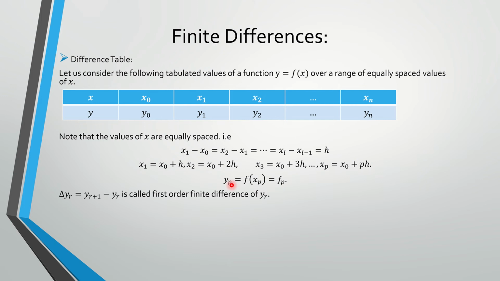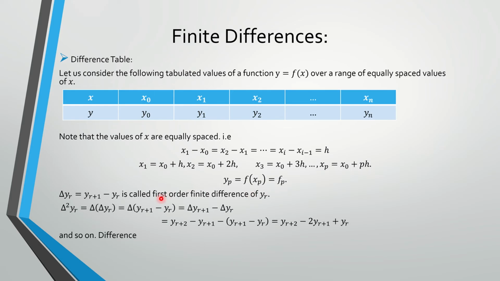Okay, now we define the first order finite difference as I said, the difference between two consecutive values, that's y(r+1) minus yr. It means that you have to subtract y0 from y1, and then subtract y1 from y2, and so on. Okay, so that will give you the first order finite difference of an entry yr.